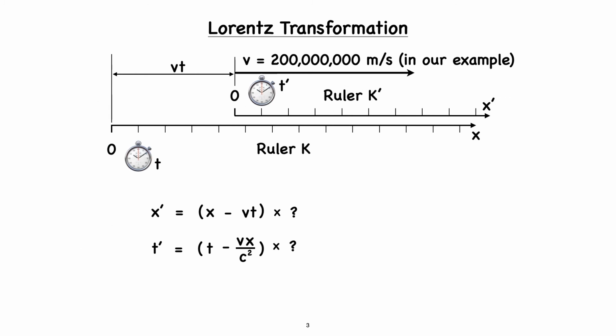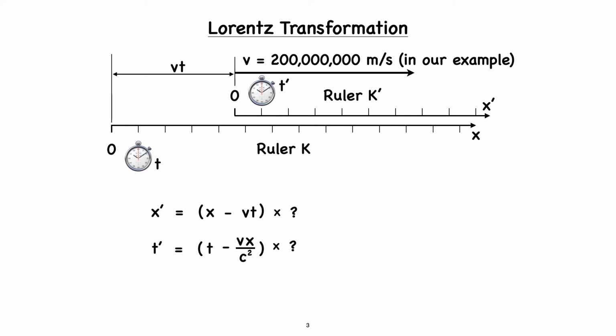Now, let's see how the two equations achieve these, starting with the first objective. Well, the first equation's the same as the Galilean one, neglecting the mystery factor. The second, however, has a new term, vx upon c squared, which subtracts from the time t shown on the stationary stopwatch. When v, the speed of ruler k dash, is just small, this term will be negligible, leaving t dash equal to t, and hence just the Galilean equation.